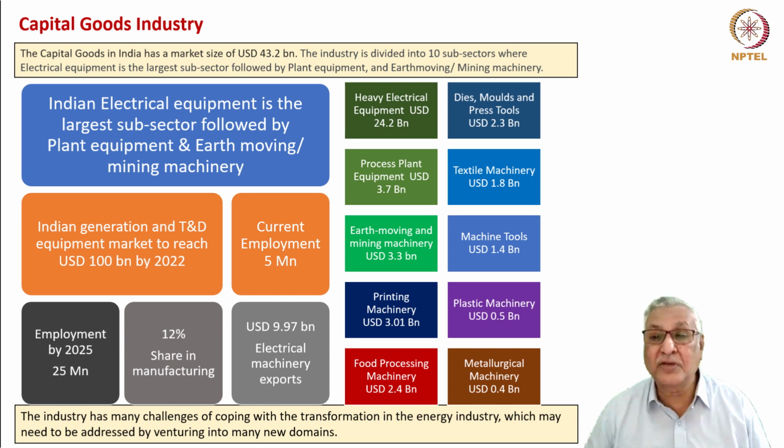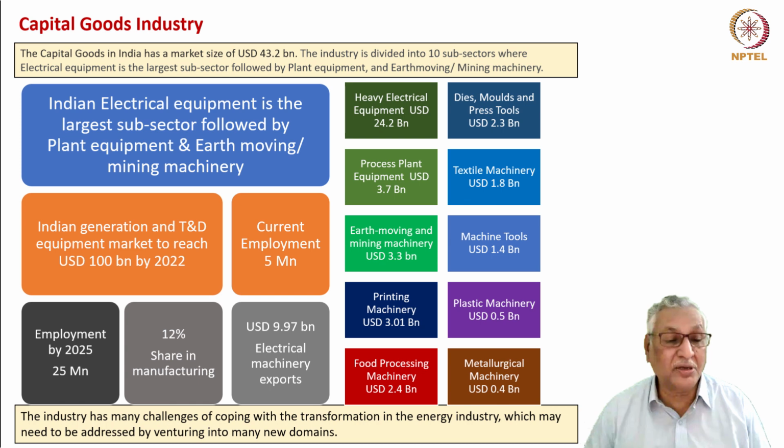Of these, of course, the heavy electrical equipment which go into thermal power plants, hydropower plants are the largest. We are the largest subsector in terms of electrical equipment, followed by plant equipment and earth moving mining machinery. The Indian generation and transmission and distribution equipment market is expected to reach $100 billion by 2022, which means that what we see as $24 billion is going to have a huge run up towards that number.